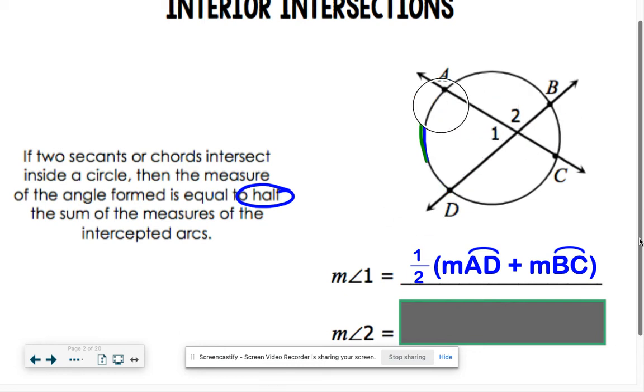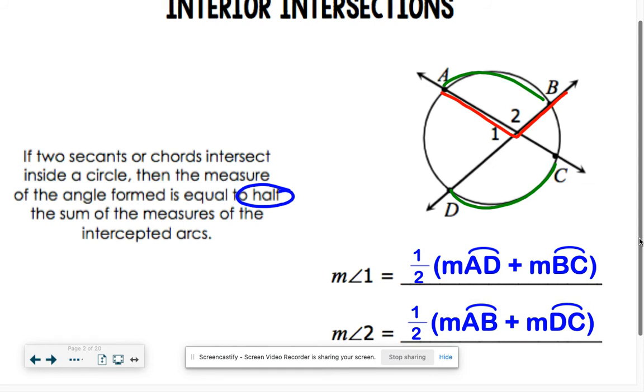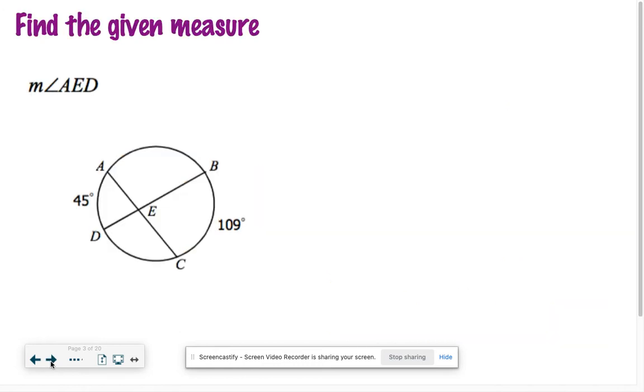Just like if I wanted to find the measure of angle 2, let's find those intercepted arcs. My first arc would be AB, my second arc would be DC. Add them together, divide by 2, and that will give me my angle measure. So again, like the other lessons in this chapter, the math itself isn't hard. You can add and then divide by 2. That's not the difficult part. The difficult part is remembering when to do these things, because everything blends together and looks the same. So let's hit it home with some examples.